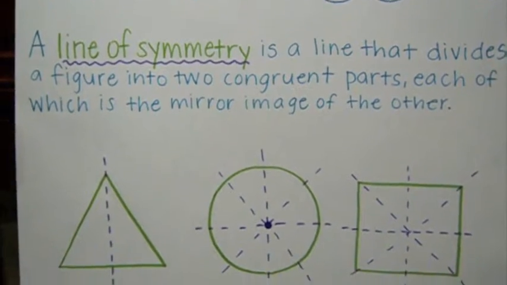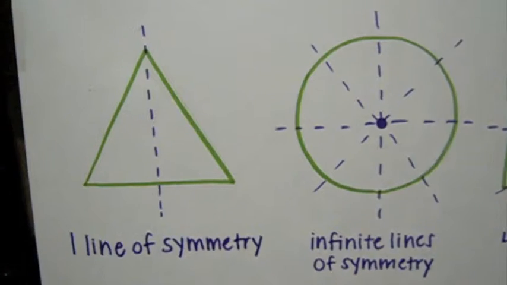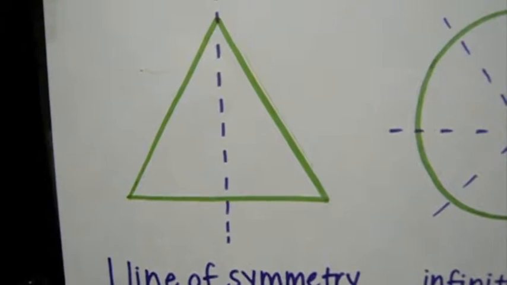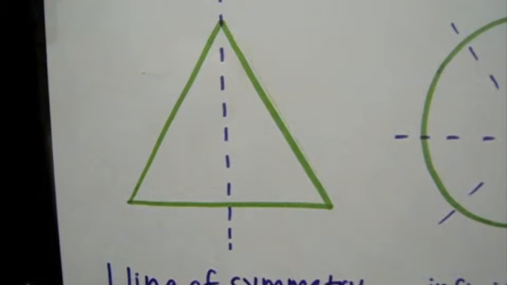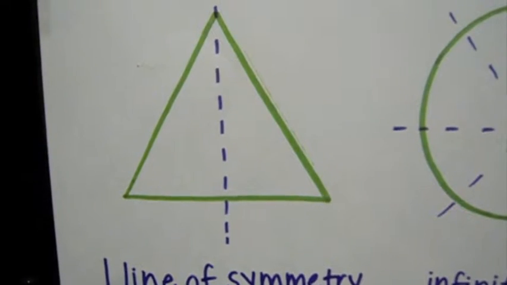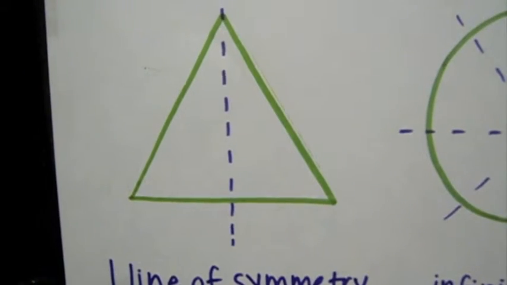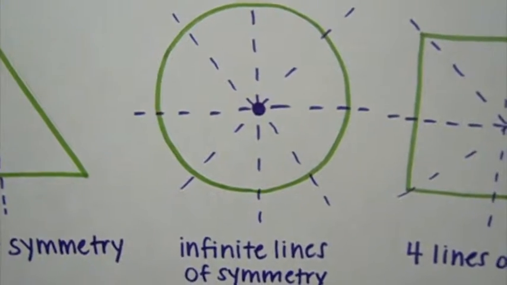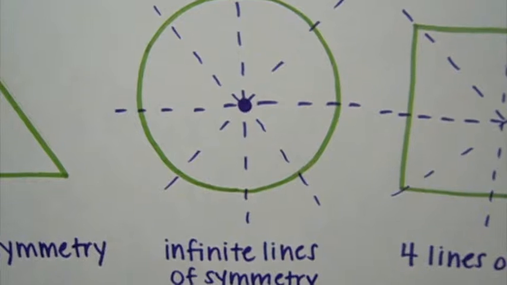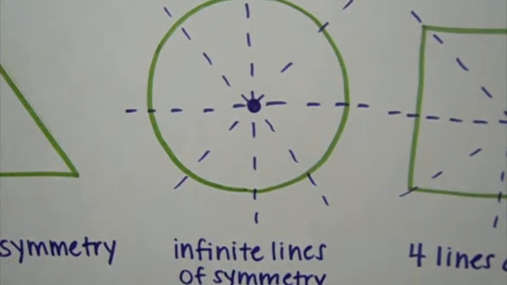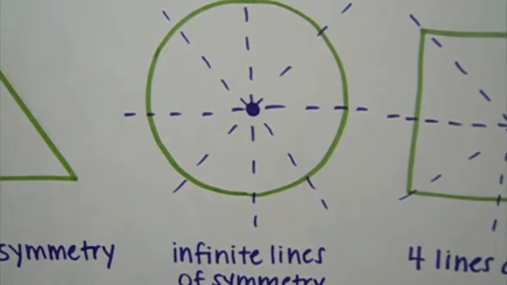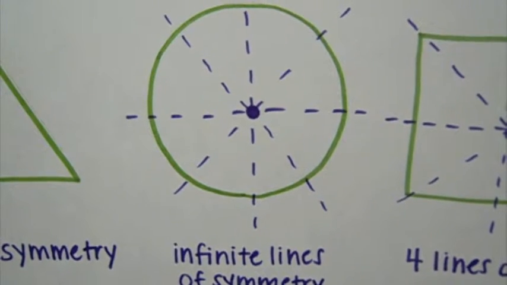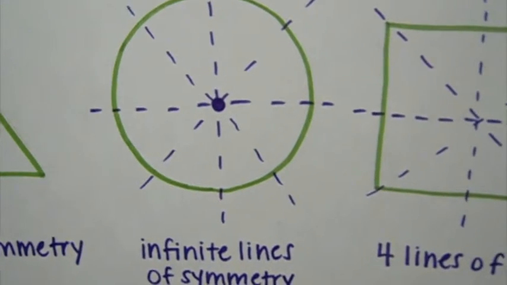Let's take a look at the three figures drawn. The first is a triangle which has one line of symmetry as illustrated by the purple dotted line drawn down its center. This figure only has one line of symmetry because the purple line is the only place where the figure can be divided into two congruent parts. The second figure is a circle which has an infinite number of lines of symmetry. This is the case because an infinite number of lines can be drawn through the circle's middle that will split it into two congruent parts.